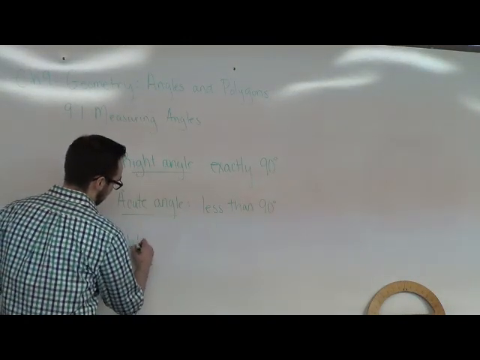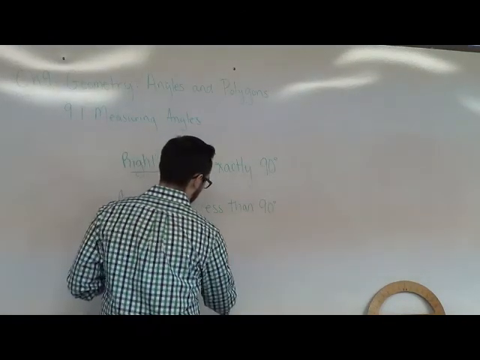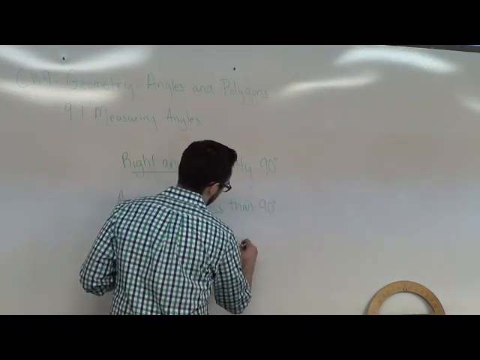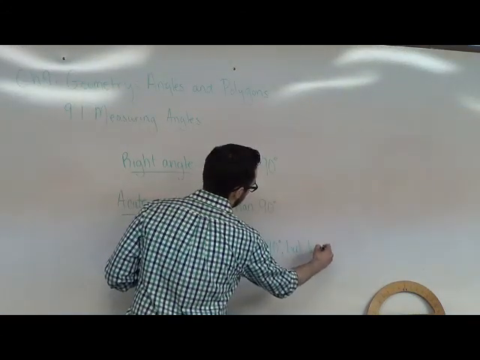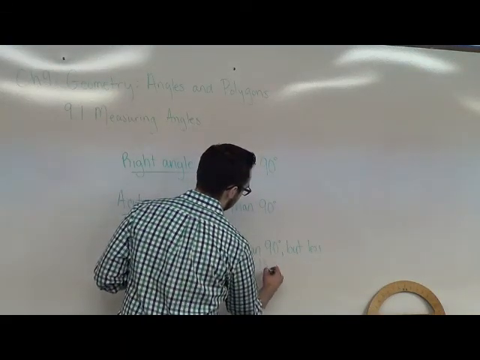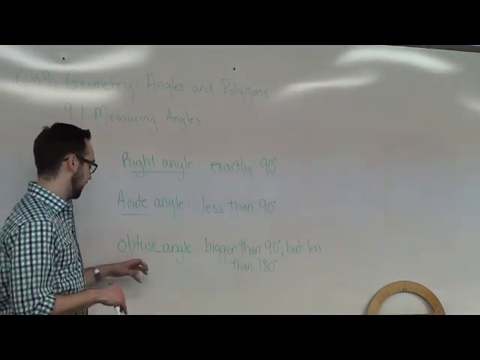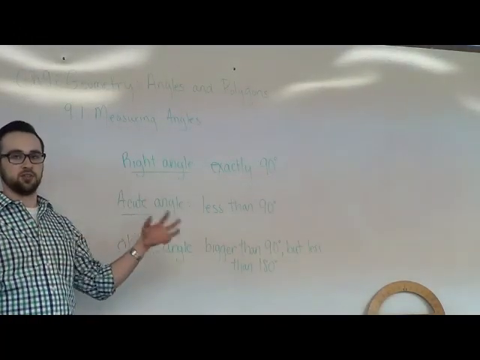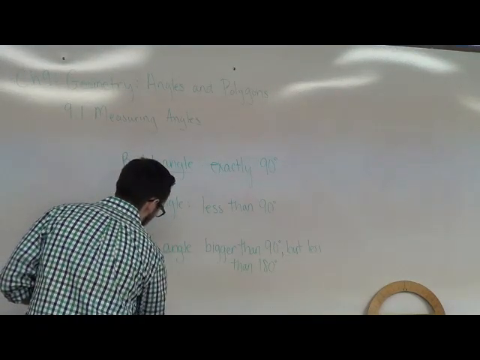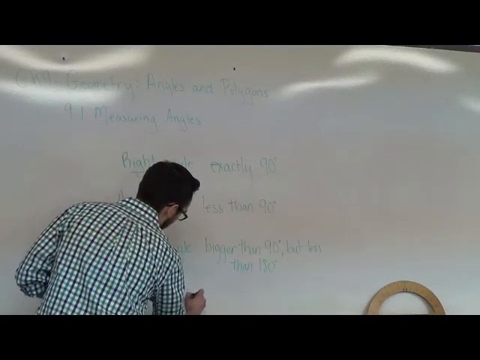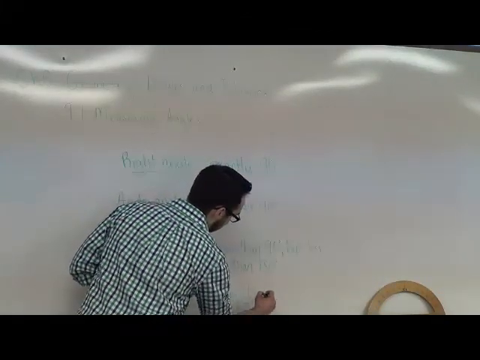Obtuse is the one that are bigger than 90. So we're going to say bigger than 90 but less than 180. Because the biggest an angle can be is 180. So it's bigger than 90 degrees but less than 180. If you think of obtuse, you kind of think of large and grand and a big obtuse angle. But then if we look at the last one, it's called a straight angle. Well, a straight angle is just going to be a straight line. And that's going to be exactly 180 degrees.